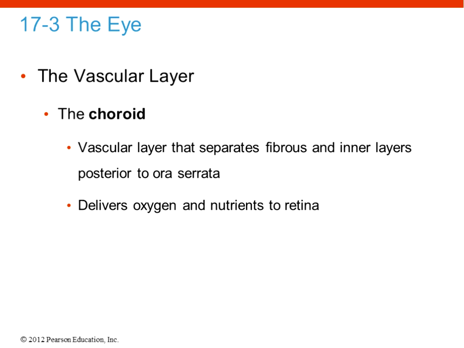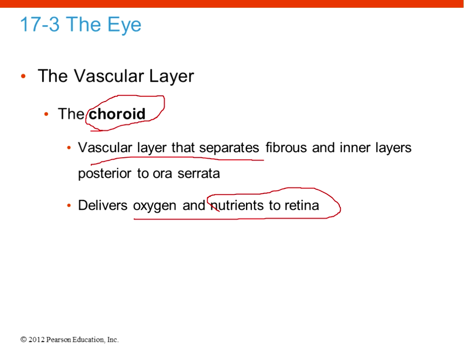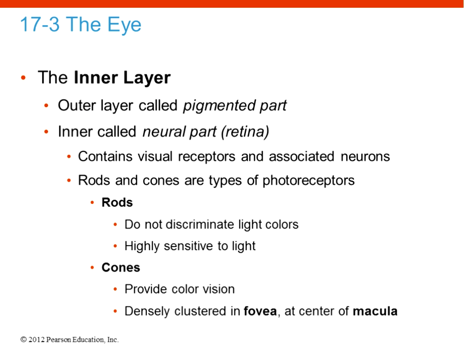Third really important part of this vascular layer is what's known as the choroid. I mentioned this is the actual vascular layer that separates the fibrous layer from the retina, and this is where we see oxygen and nutrients delivered to the retina. So obviously this is essential. We know how detrimental it is when nervous tissue does not have oxygen or nutrients, even just for a very short period of time. You're going to see significant damage to that structure. So really important layer to deliver oxygen and nutrients to the retina.